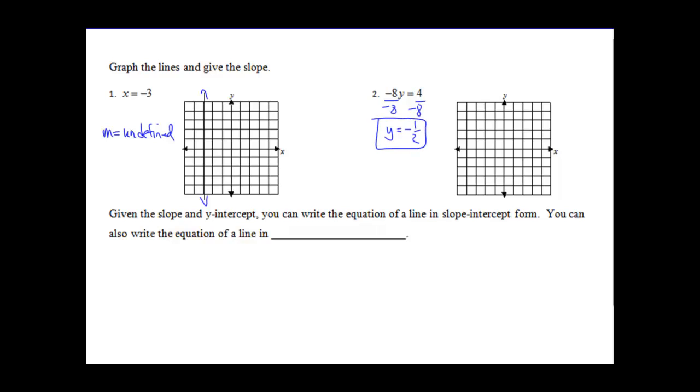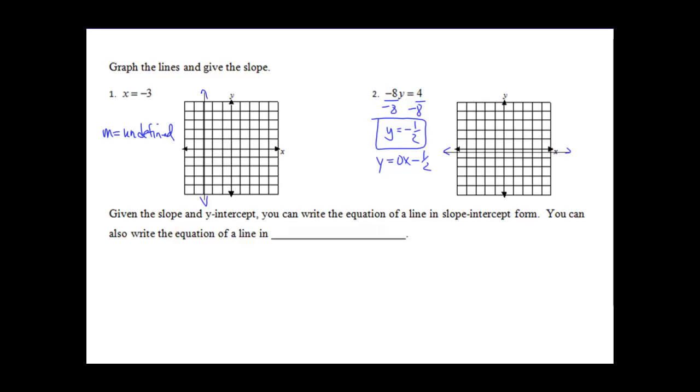Okay. Or we can say y equals 0x minus 1/2. It has no slope, so at -1/2, we're going to draw our line, negative 1/2, and draw our line. Based on what we had, if we were given the slope and the y-intercept, we could write the equation of a line in slope-intercept form.